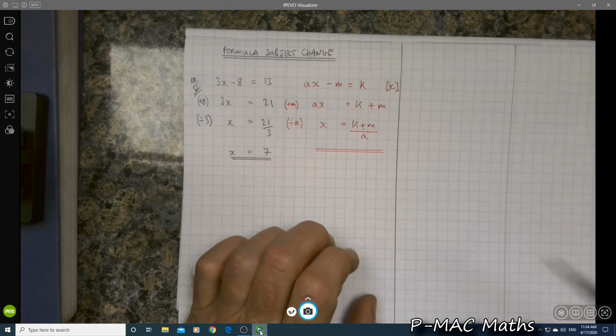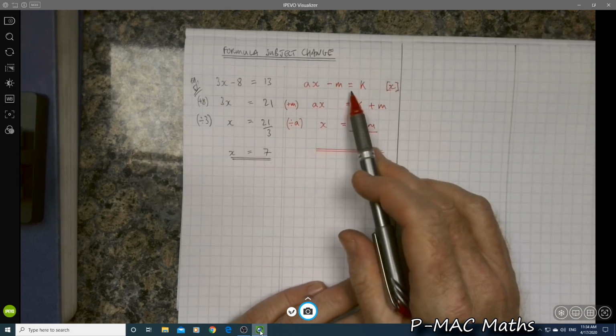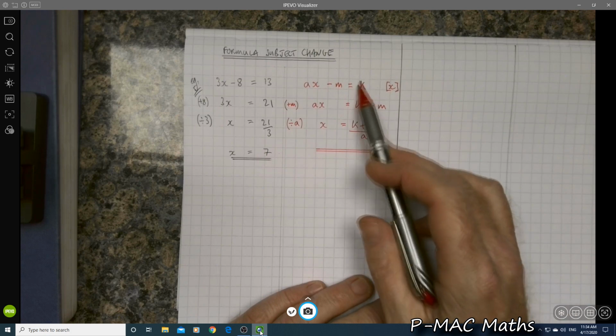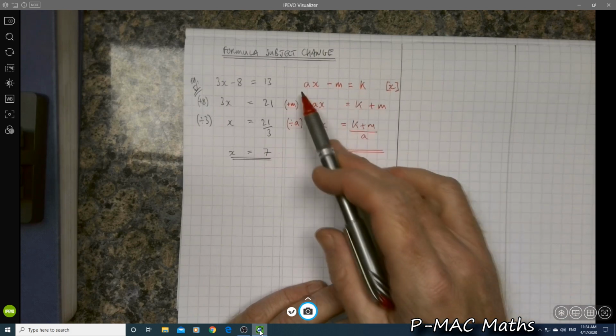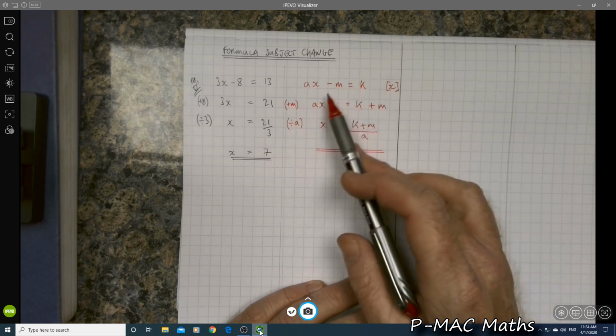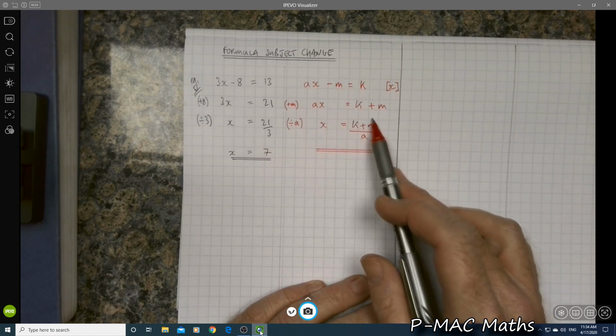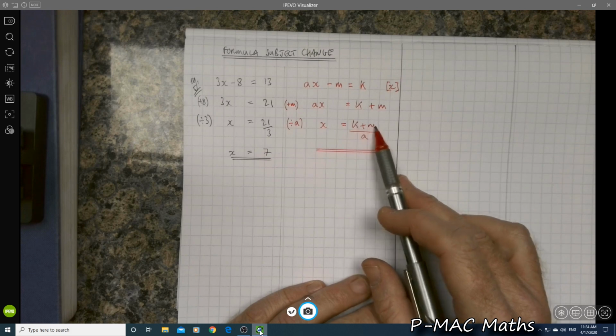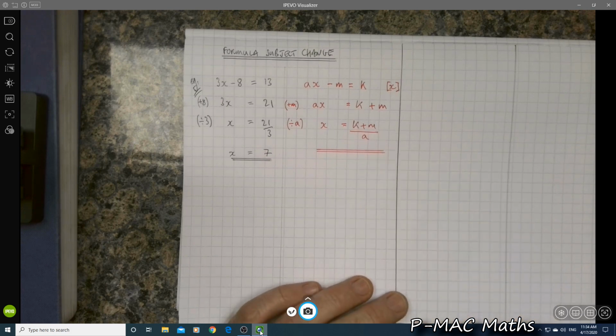And I've now changed the subject of this formula. Initially the subject of this formula was k, because k was being explicitly defined as a process of the other variables. I've reworked that so that x is now explicitly defined as a process of k, m and a. So that's the first one.